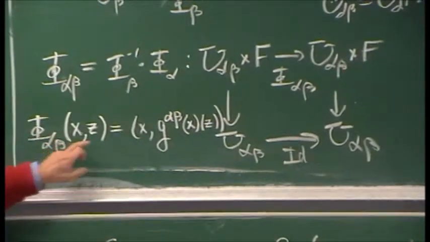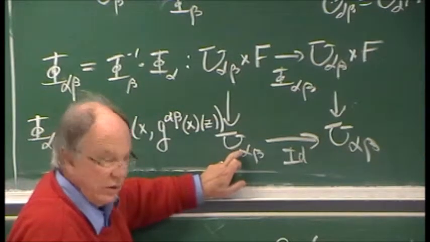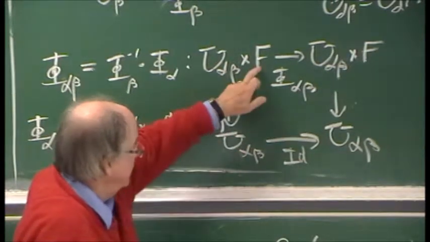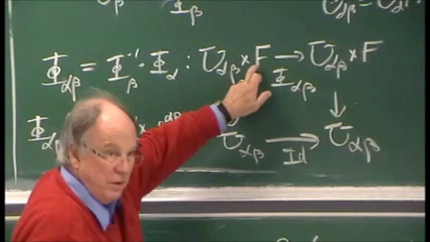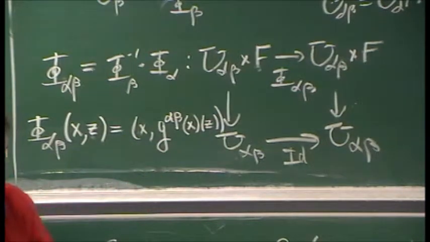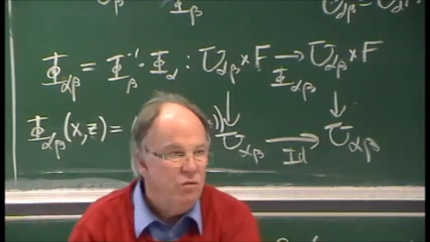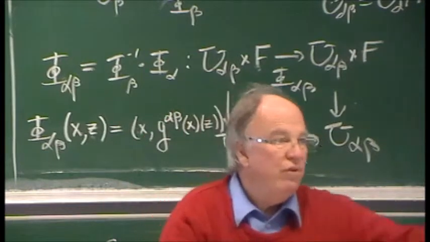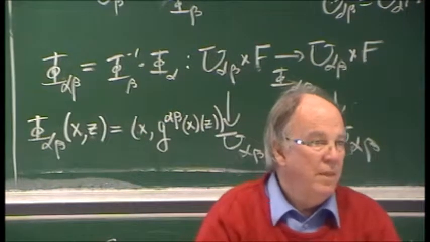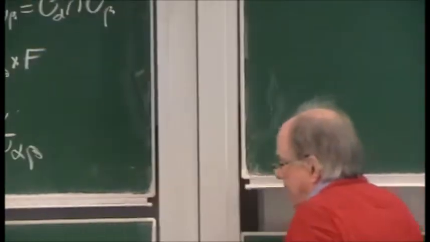I do nothing in the x variable because it's downstairs. Use these diagrams also, always. Do nothing downstairs. Upstairs I'm doing something, but only in the second piece. But what I do depends on the first variable. You understand that? I have a mapping of a product. On the first factor you do nothing, but as you move the fiber, you do different things along the fiber. Okay? You'll have many examples, of course.